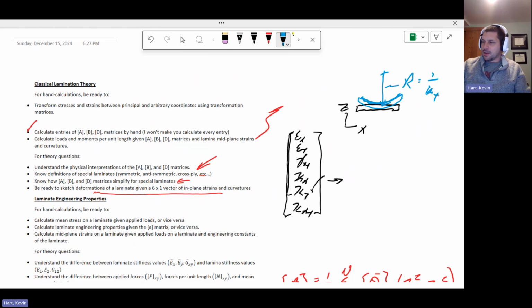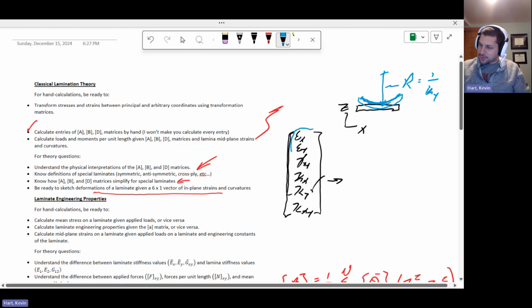Okay? These guys are pretty self-explanatory. Strain in X and Y, you get that. Shear strain, that's pretty self-explanatory. But some of these guys are a bit wicked. I'm not going to ask you to ever draw kappa XY because that's a strange mode. That's like a saddling mode, right? So this one's actually quite difficult to draw.